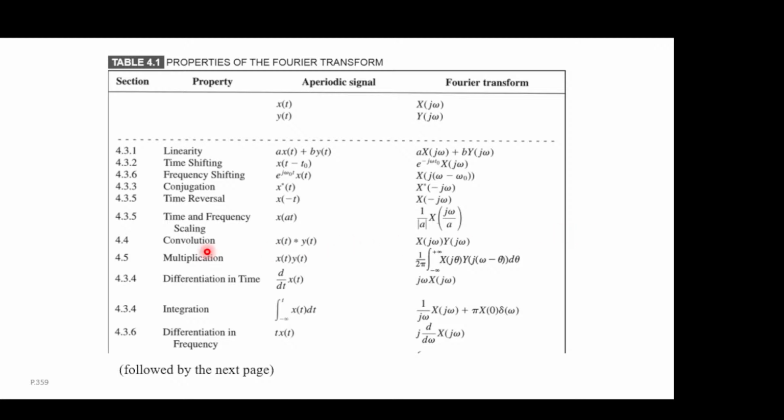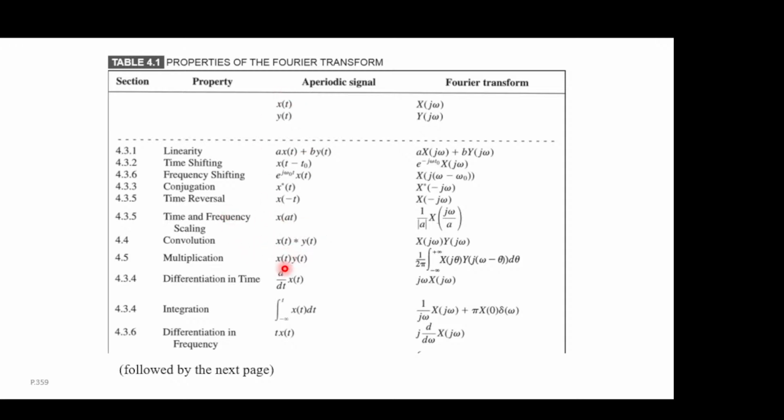Okay, and then what's next is time scaling. So you scale time by a, then in your frequency domain you will have a kind of inverse scaling. So omega becomes omega over a, and there is a factor of 1 over the absolute value of a. And then the convolution property, we spent quite a bit of time talking about today.